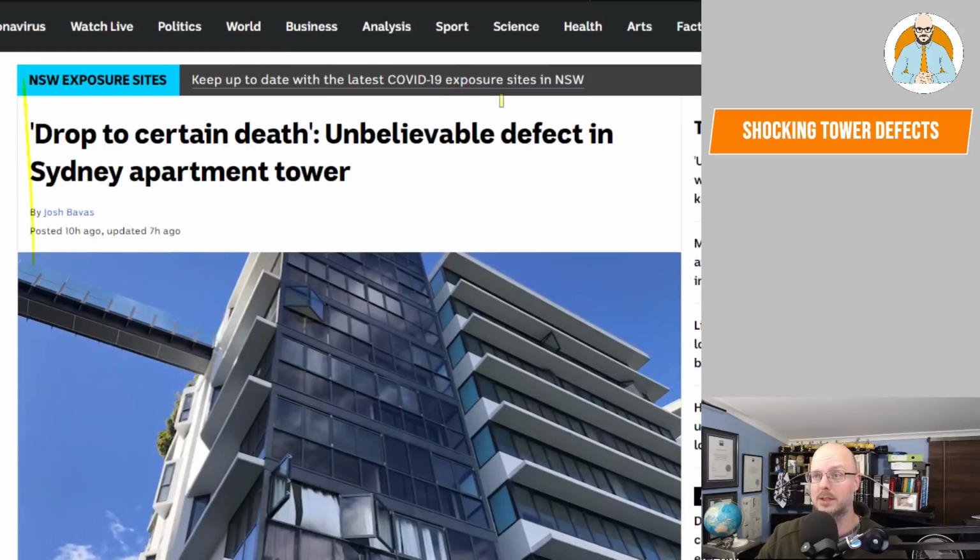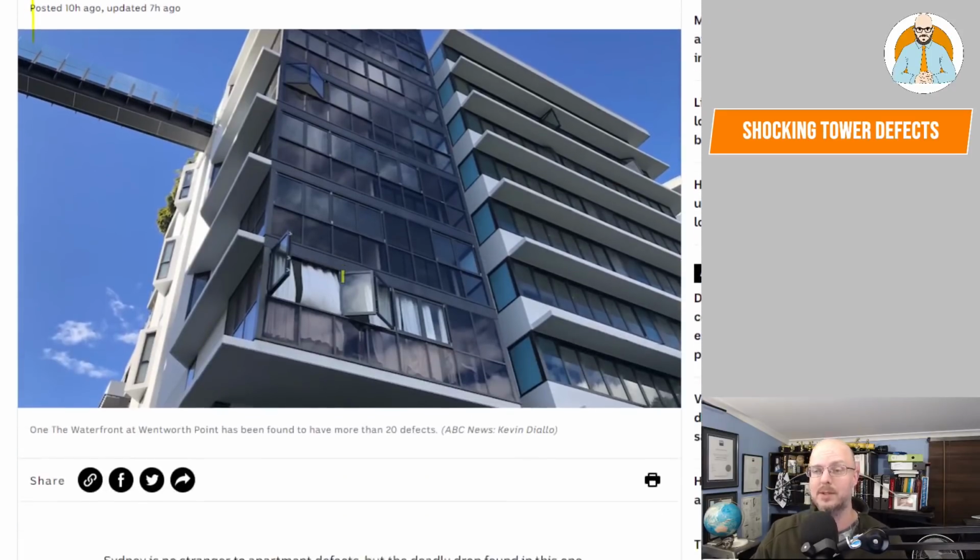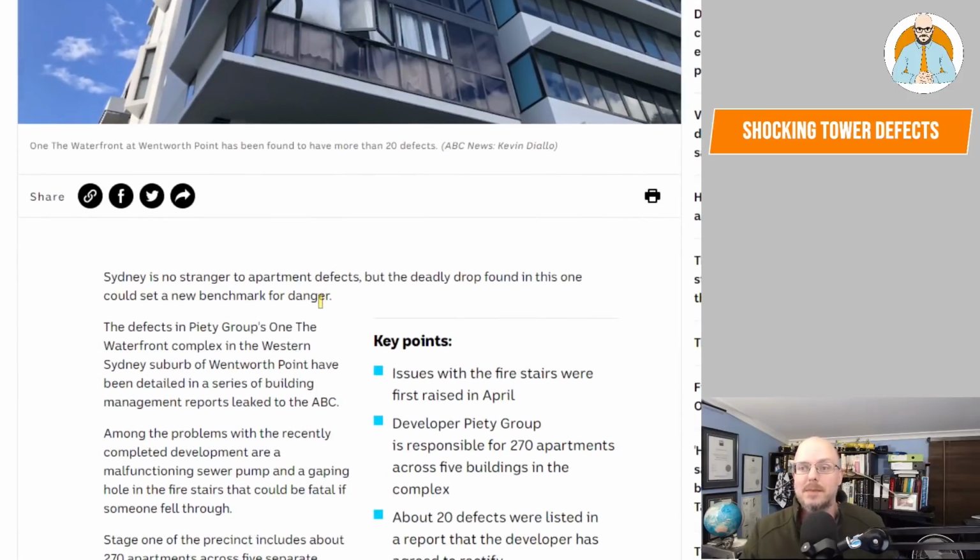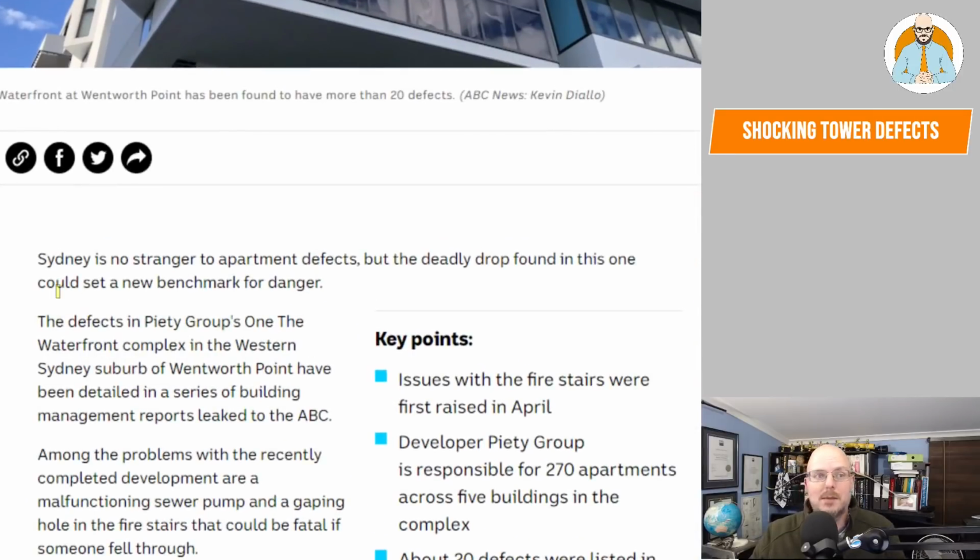So, drop to certain death. Unbelievable defect in a Sydney apartment tower. We'll have to see. Sydney is no stranger to apartment defects, but the deadly drop found in this one could set a benchmark for danger.